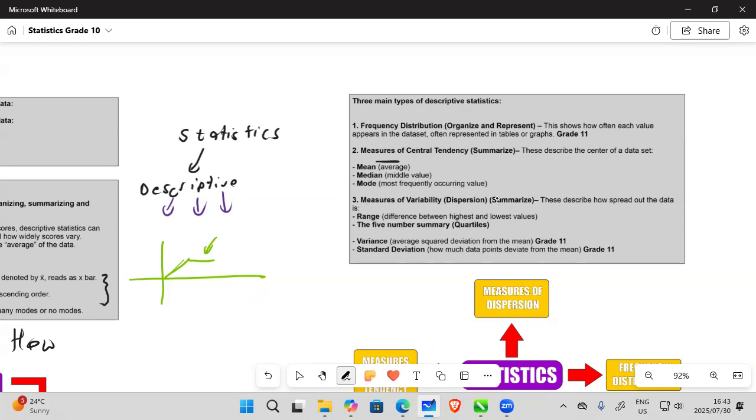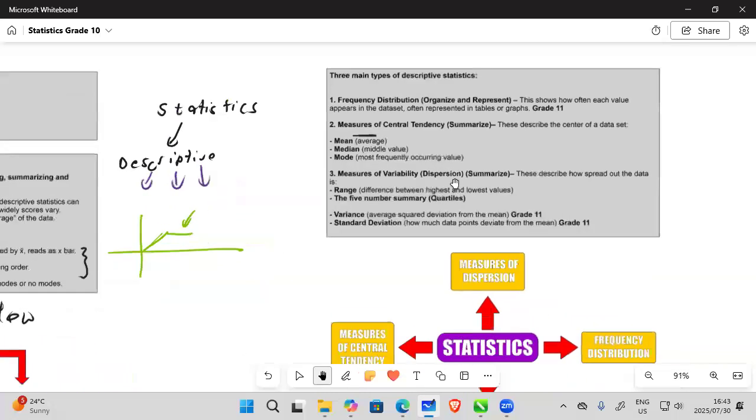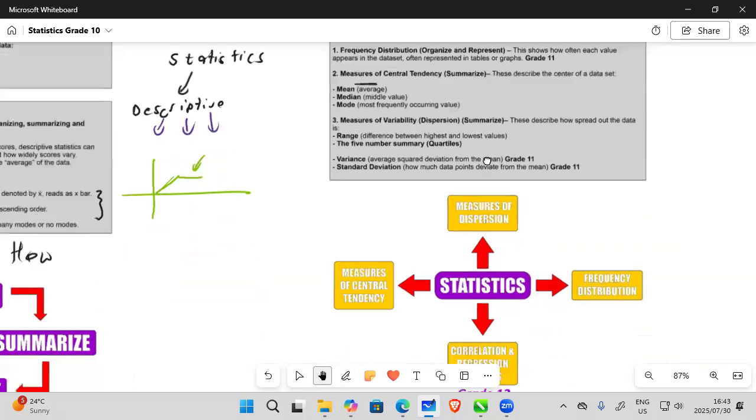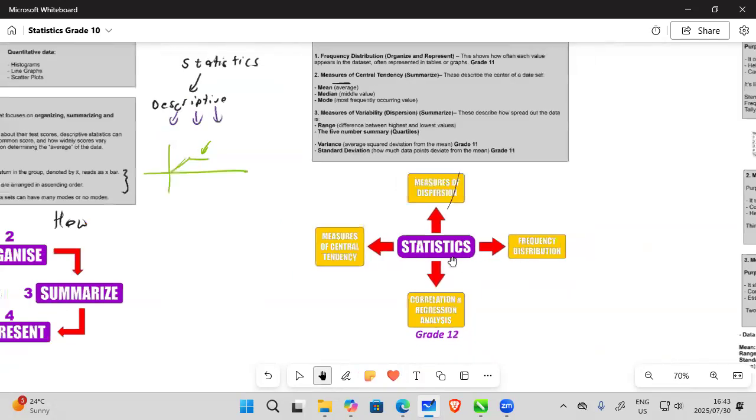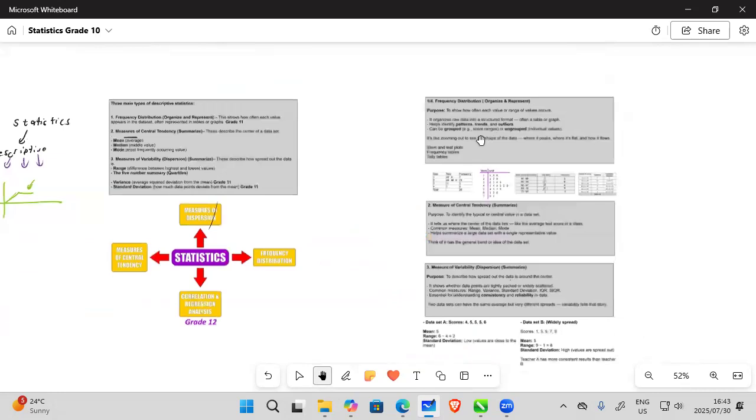And then lastly, your measures of dispersion. It shows you how spread out the data is. So this is what we call range and the 5-number summary, which deals with quartiles and so on. So don't worry about that too much. The main thing that you need to take from here is these 3 main topics that we're going to work with. Okay. So this is the basic overview: measures of central tendency, measures of dispersion, frequency distribution, and something that we will do in grade 12 called correlation and regression analysis. Just a big overview there.